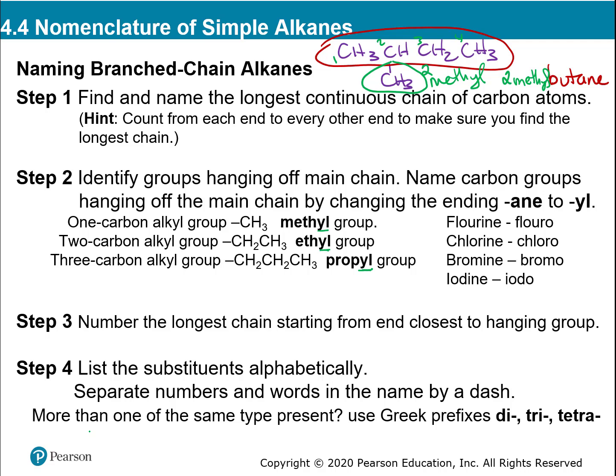If you have more than one, then step 4 comes into play. Step 4 says you have to list the hanging groups alphabetically. So if you had a bromine and a chlorine, you'd put bromo first, regardless of where they are on the chain. Bromine might be 3, chlorine might be 1, but I'm still going to list bromine first because it's alphabetical. All right, let's practice, because that's really the only way.